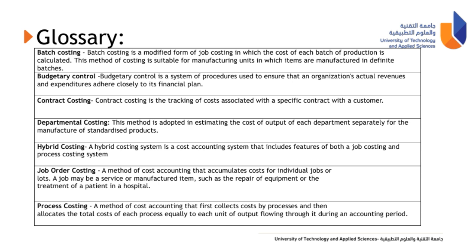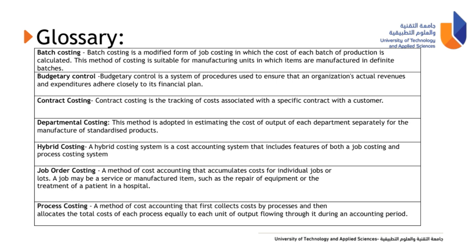We also have job order costing. This method accumulates costs for individual jobs or lots. A job might be repairing equipment, providing a service, or even treating a patient in a hospital. It's all about tracking costs at the job level to ensure accurate cost control and pricing.